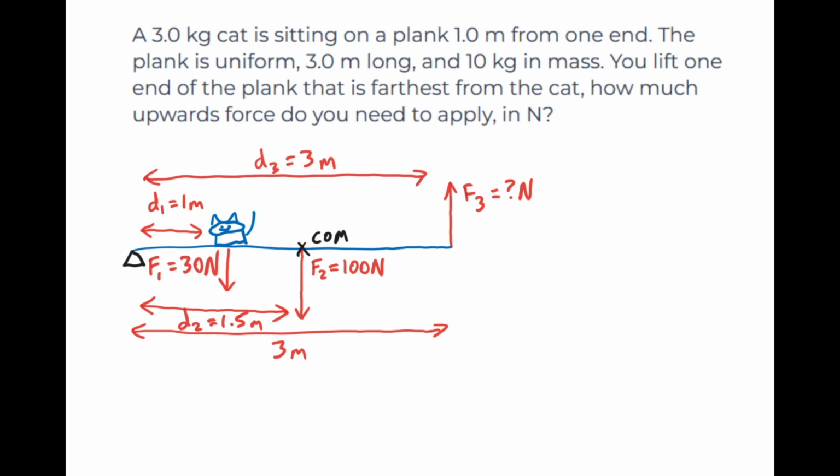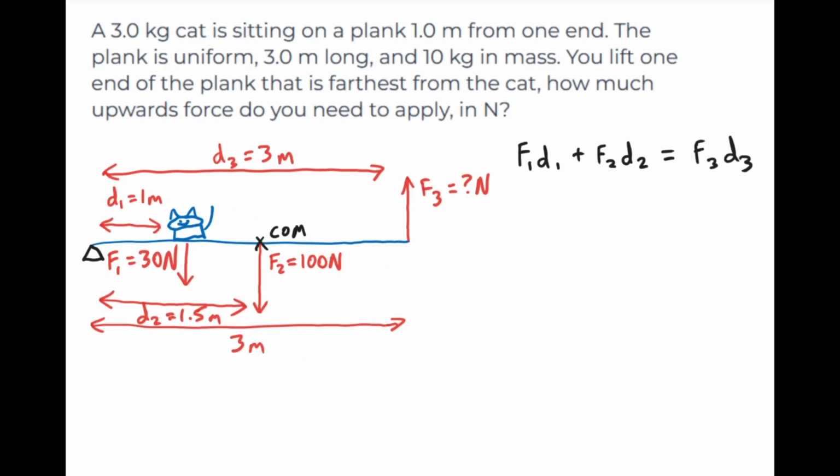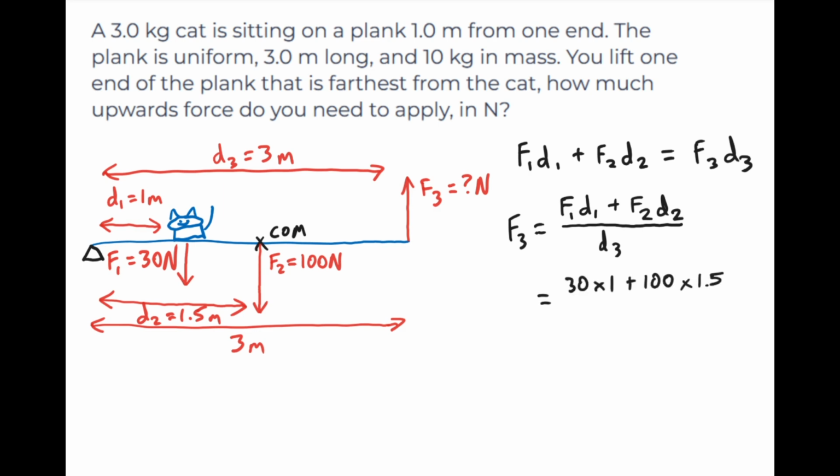We can use the torque equation F1d1 plus F2d2 equals F3d3. We want to find F3, so we can rearrange for F3 by dividing both sides by d3. If we put the numbers in, then it becomes 30 times 1 plus 100 times 1.5 over 3. We get an answer of 60. F3 is equal to 60 newtons.